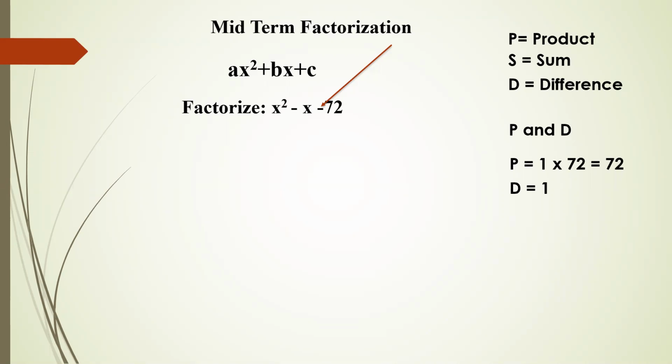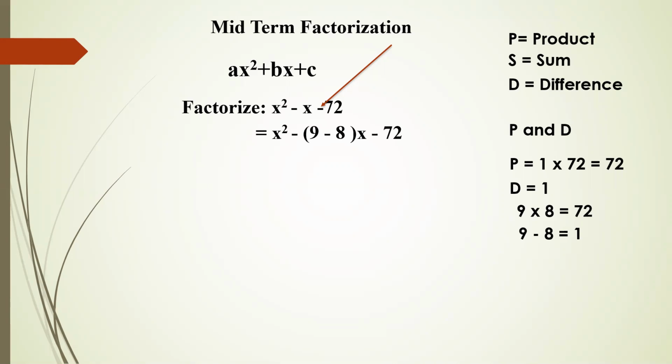So our combination should be the 72 product and the difference is 1. So what are they? Let's check this one. 9 times 8 gives you the 72, and obviously 9 minus 8 gives you the 1. So our combination is 9 and 8. So let's split the middle term here. x squared minus 9 minus 8 times x minus 72. I hope you understood here, right?